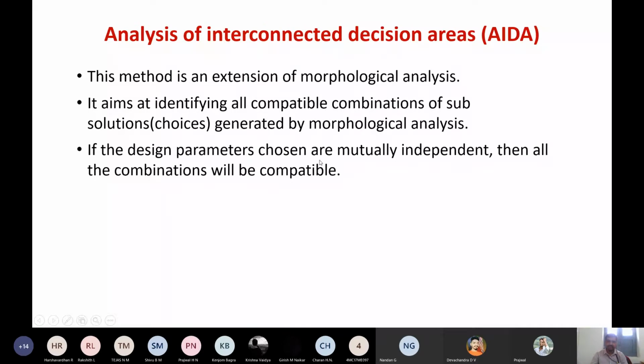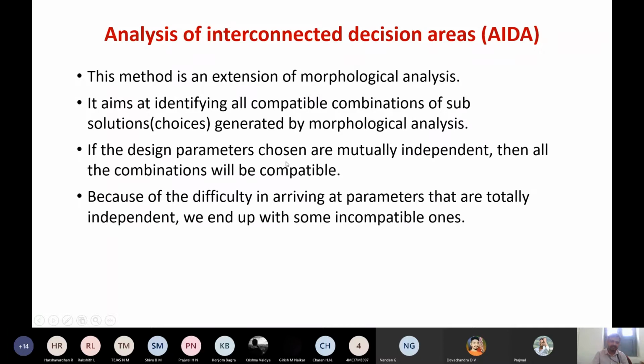If the design parameters chosen are mutually independent, then all the combinations will be compatible. That means all the combinations will look feasible if the design parameters are independent. Because of the difficulty in arriving at totally independent parameters, we end up with some incompatible ones. If you consider a few design parameters, some are interdependent and some are independent. If there are interdependent parameters, then obviously they will result in some incompatible combinations.